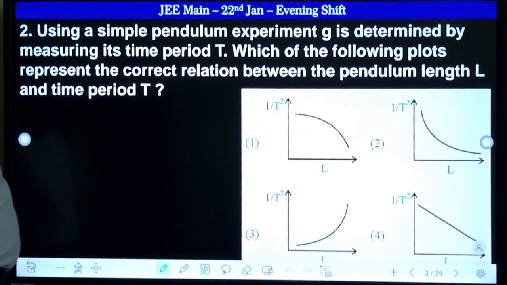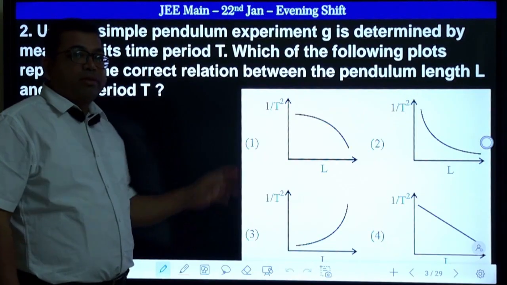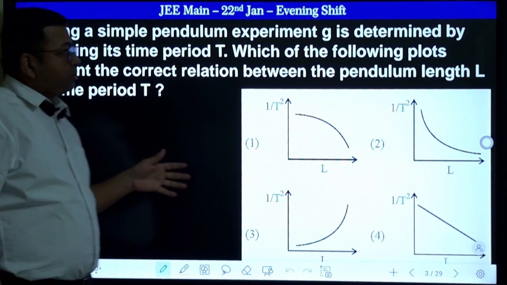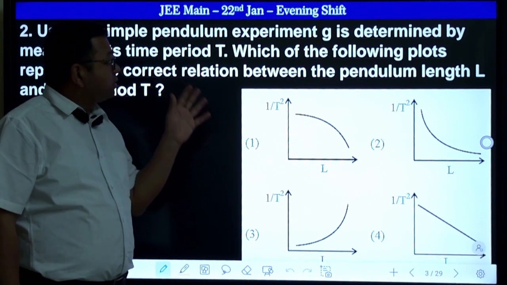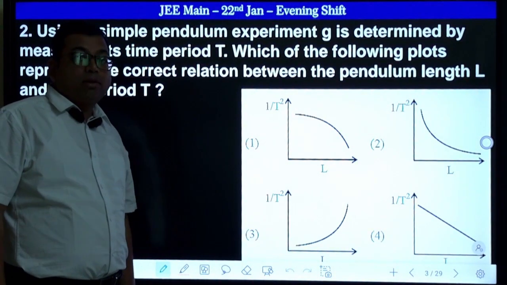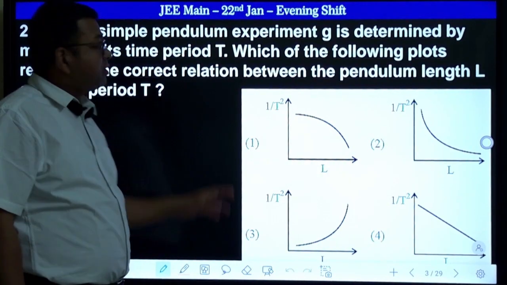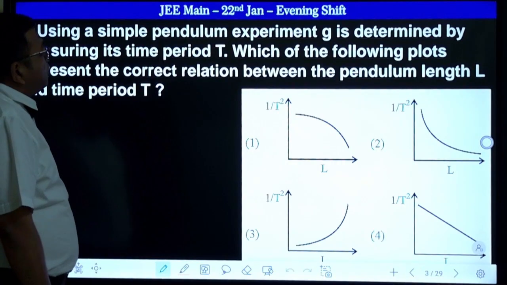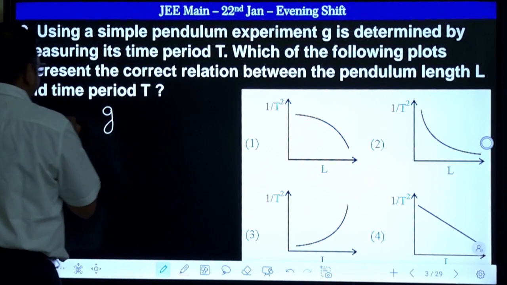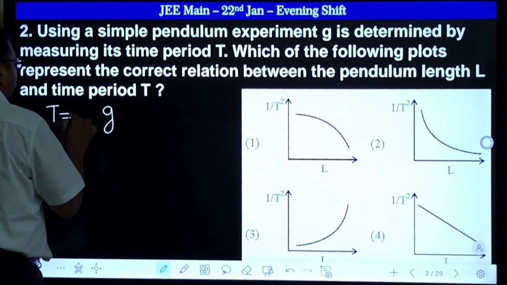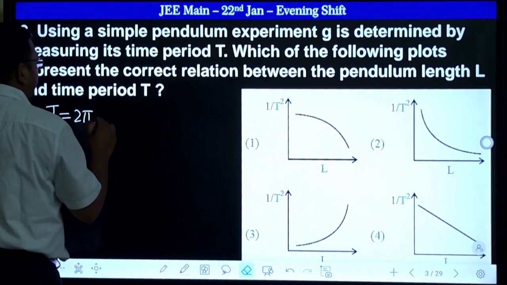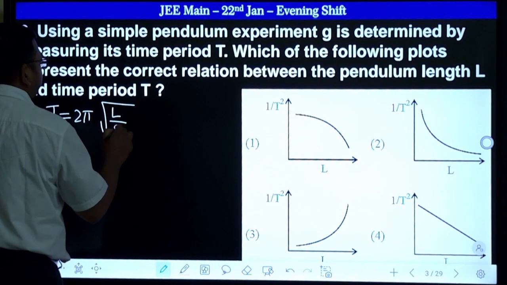Next question. Using a simple pendulum experiment, G is determined by measuring its time period. So this G is nothing but acceleration due to gravity, but in a simple pendulum, time period has a relationship with G, right? Okay, so we have to find the correct relation. So you know the formula, time period is 2 pi root under L by G, right? 2 pi root under L by G.